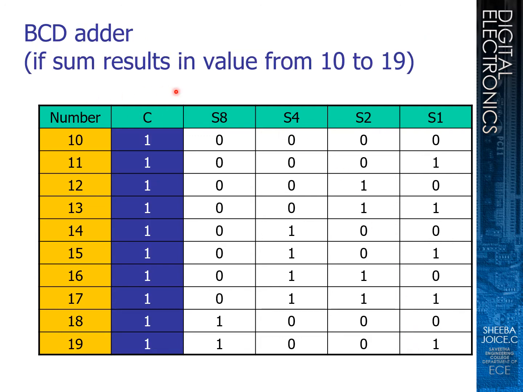If the sum results in a value from 10 to 19, then the carry has to be represented as 1 and the remaining value for 0 has to be 0000. For 1, 1 will be the carry and the 1 we need to write as 0001 using 8421 code. So likewise we can write the sum from 10 to 19.